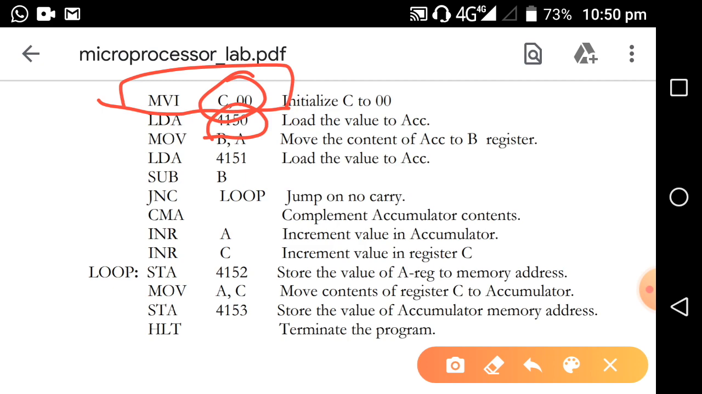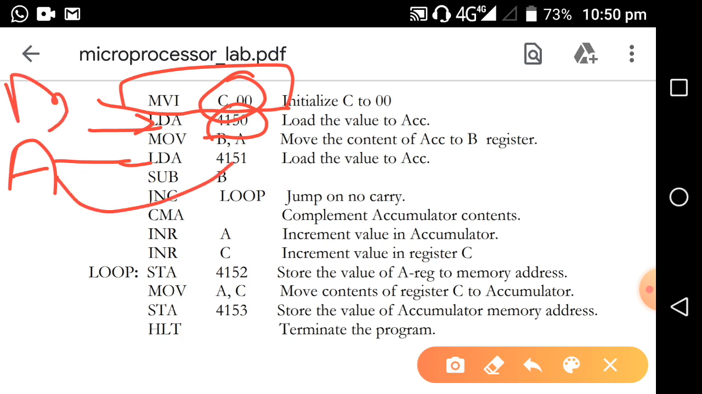Next, we need to move the content of the accumulator, which we got by the instruction LDA, into the B register to clear the content of A, by which we can read another byte of data. Okay, so in the fourth step, LDA 4151, we store the content of the 4151 memory location into the accumulator. Then here we get A, which holds the content of 4151, and we have B, which contains the data of the 4150 memory location.